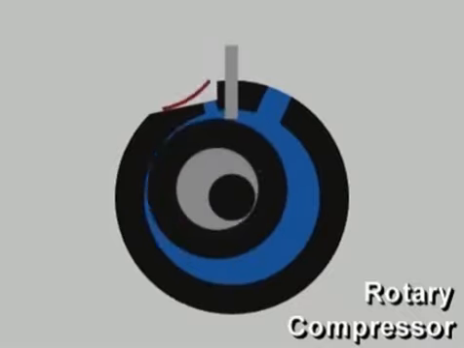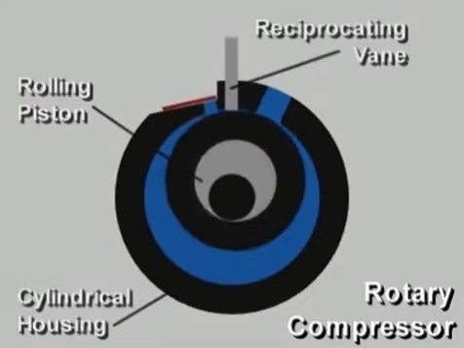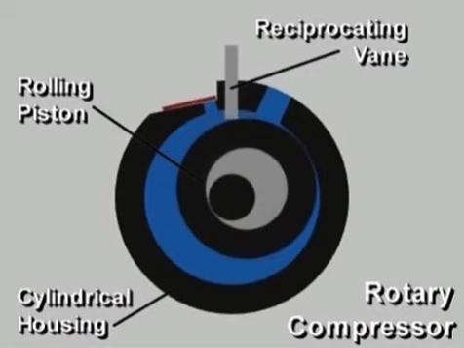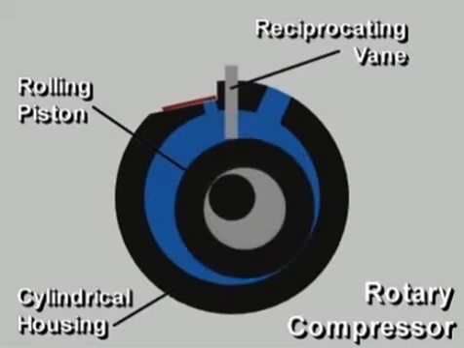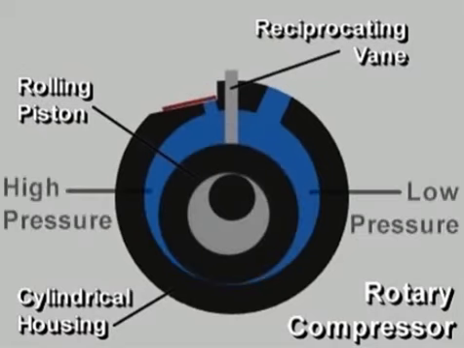Let's look at rotary compressors. A rotary compressor uses a rolling piston with a cylindrical housing to compress refrigerant vapor against a reciprocating vane. The spring above the vane holds it in contact with the rolling piston at all times, providing a vapor-tight seal between the high and low pressure zones within the compressor.